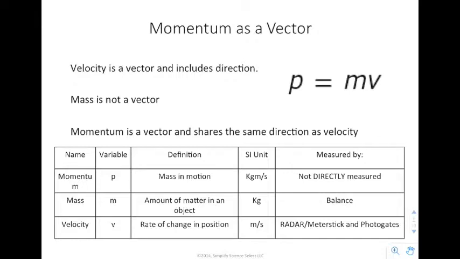So now we know momentum is a vector. Momentum is a vector because it includes direction. Mass is not a vector. The reason why momentum is a vector is because velocity is a vector. And what happens as a result is momentum and velocity will always share the same direction. So if velocity is moving to the right, momentum is to the right. If velocity is down, momentum is down. So they share the same direction.